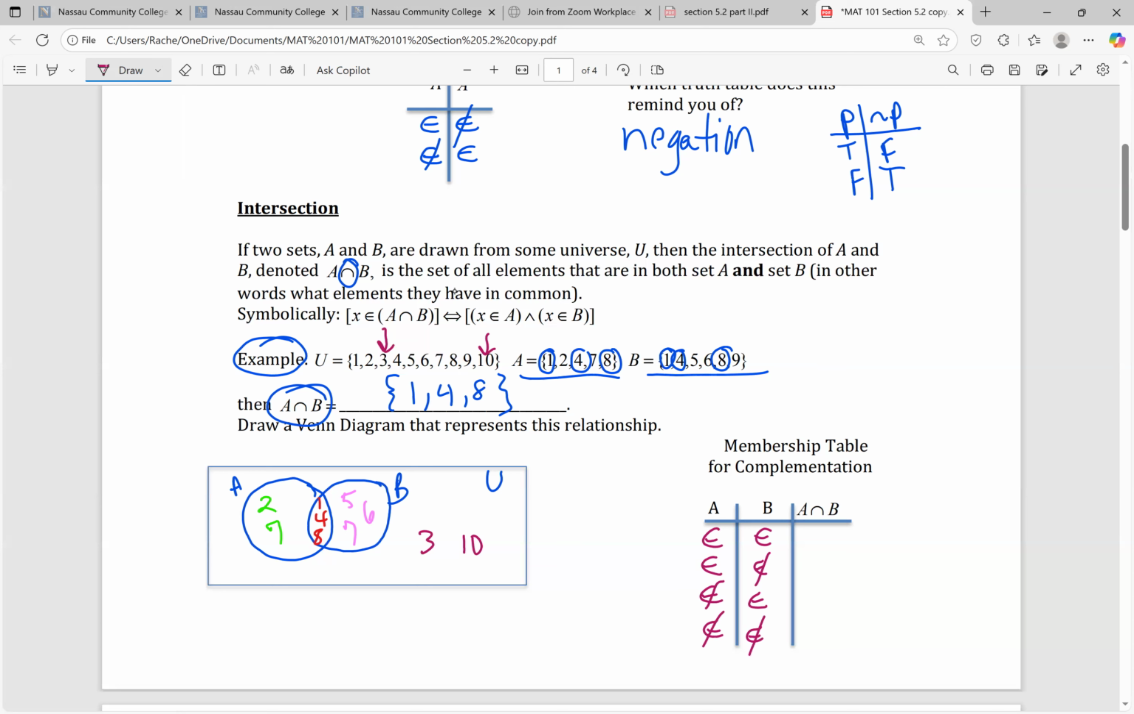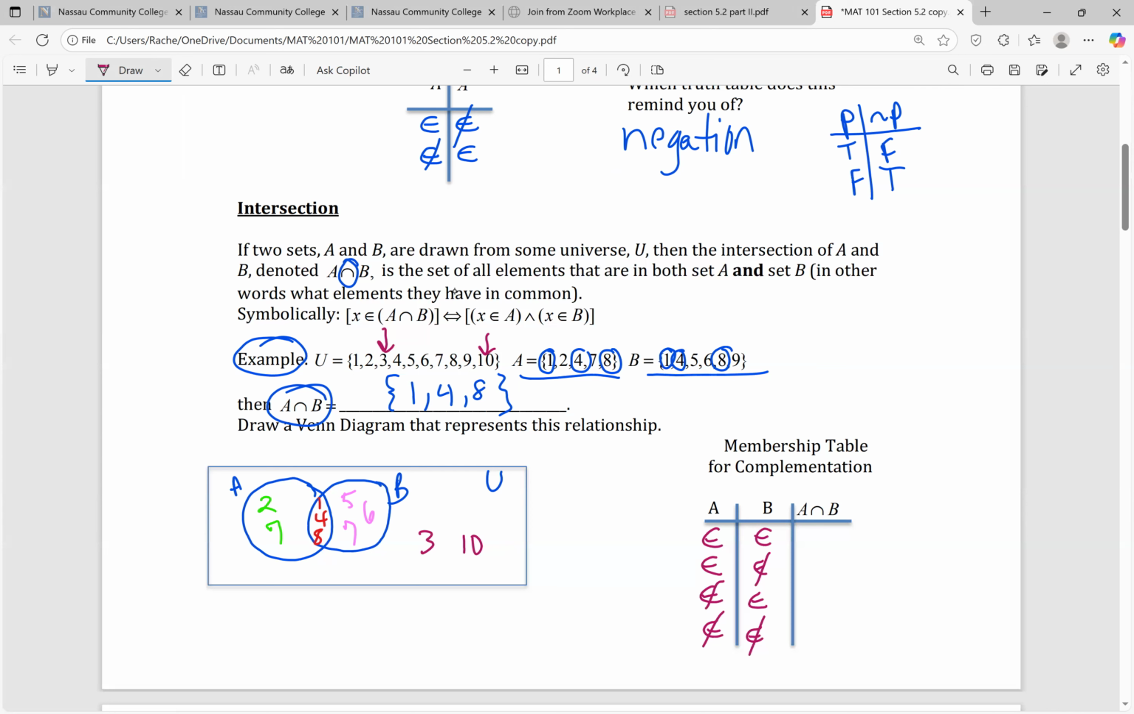So now we have A intersection B, or both A and B. And I just realized that this was not supposed to be complementation. There's just a typo here. This should be intersection instead of complementation. So just change that. So membership table for intersection.